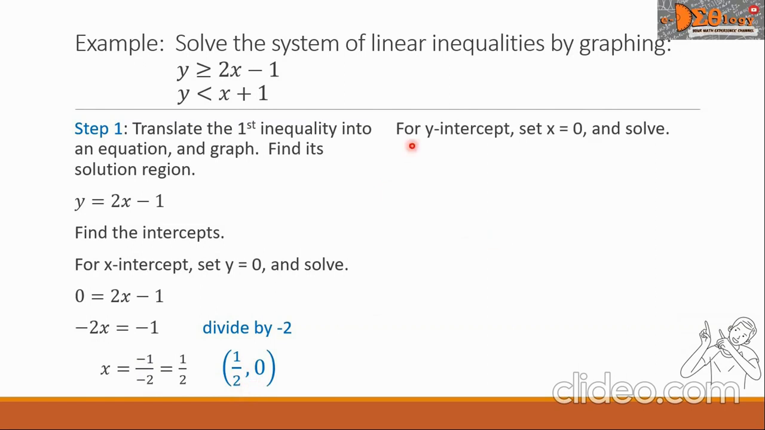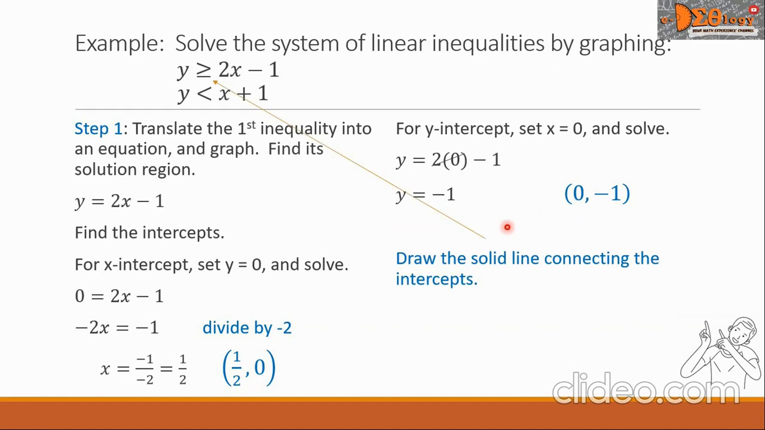Next, let us solve for the y-intercept by setting x equals 0 and solve. So this equation now becomes y equals 2 times x, and x becomes 0, minus 1. This 2 times 0 is simply 0, so we can cancel it out. So we have now y equals negative 1. Let us write the y-intercept as an ordered pair. So we have (0, negative 1).